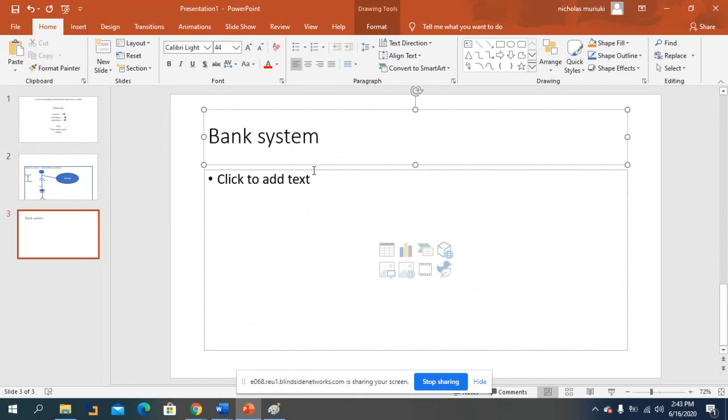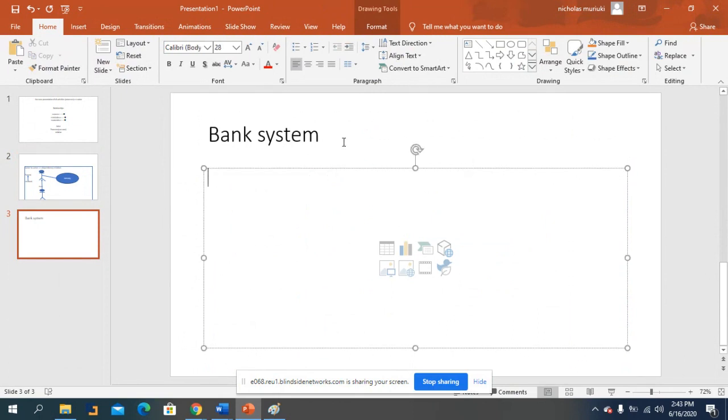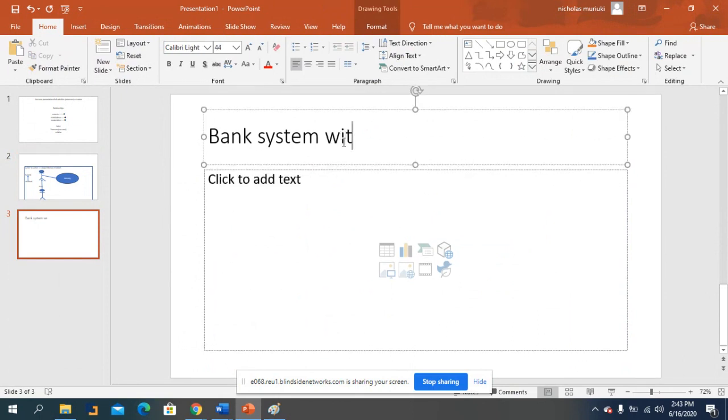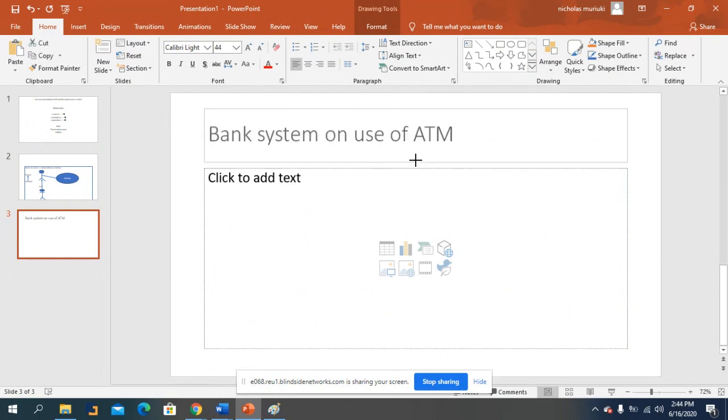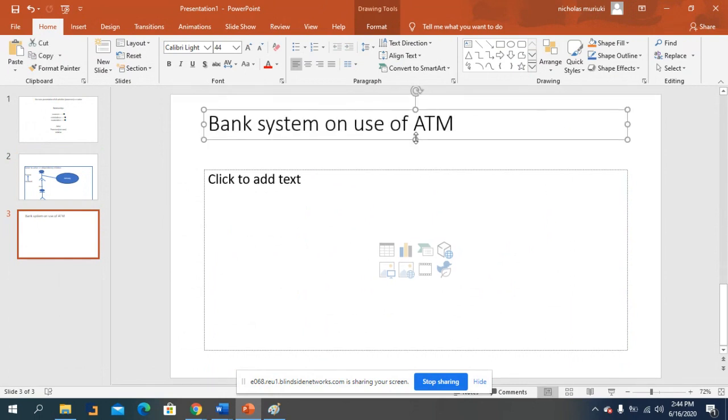And maybe there is a person who wants to withdraw from the bank system using an ATM, an automated teller machine. So when you're using the automated teller machine, or the ATM, what comes to your mind is you must look at all the processes that are undertaken by this person.